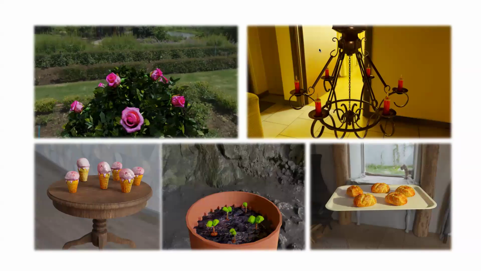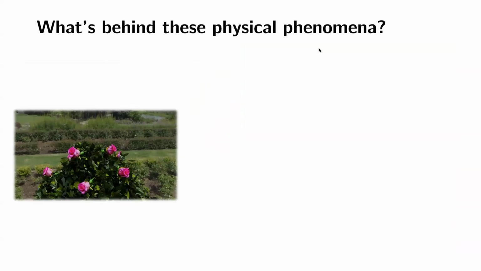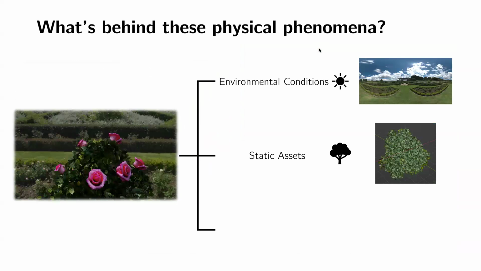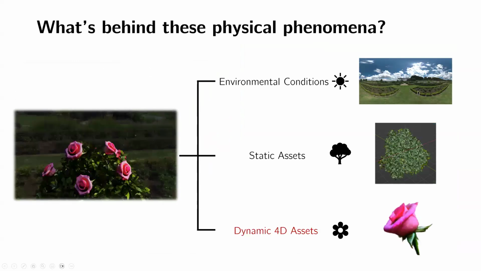So what is behind these physical phenomena, and what are the problems we want to address here? Similar to the roses case, we want to discover object intrinsics, with environmental conditions and static assets, but the novel thing here is we also want to capture its dynamics, right? So we want to get dynamic 4D assets or dynamic 4D digital twins out of the visual input.